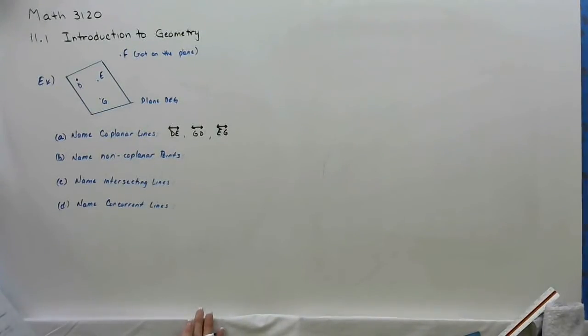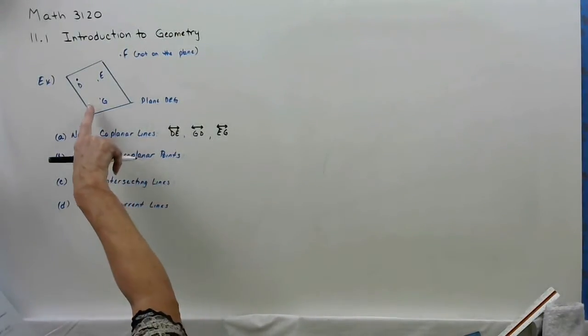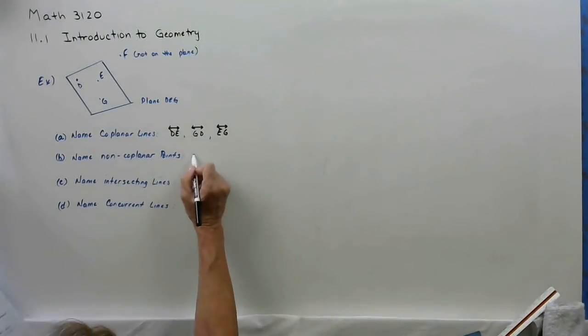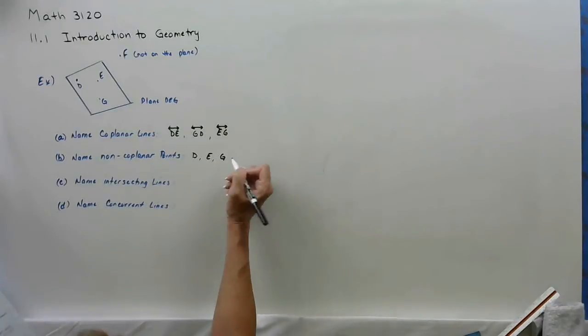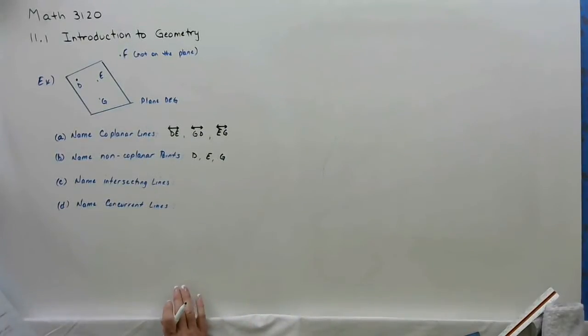Now let's take a look at some coplanar points. Well, right now I've only shown the one plane. So the only points that are on the same plane would be point D, point E, point G, in any order.